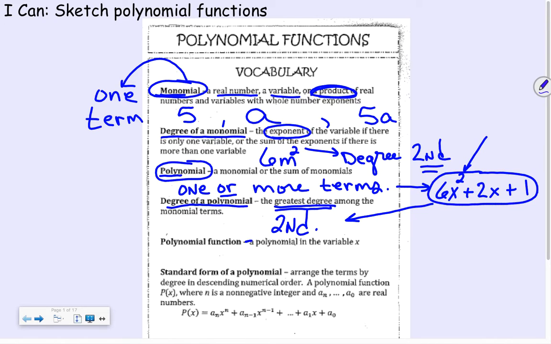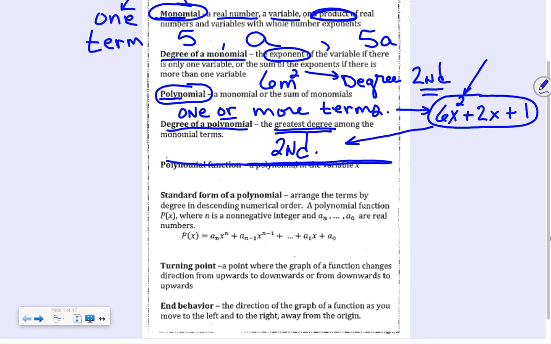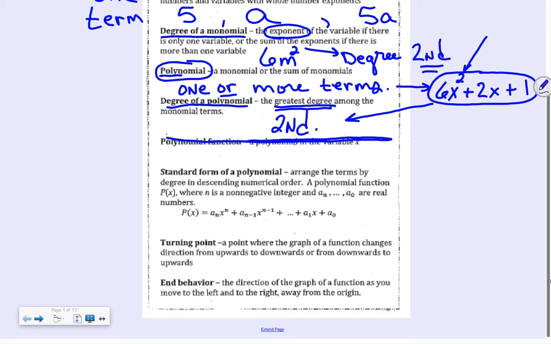Polynomial function in the variable x. We're just going to talk about it. Keep going. Okay. Standard form of a polynomial. That's pretty important because that's your first question on your assignment. It says arrange the terms by degree in descending numerical order. Okay. The rest of this I don't care about. Okay. What does that mean? Arrange the terms by degree. Put the highest power first.